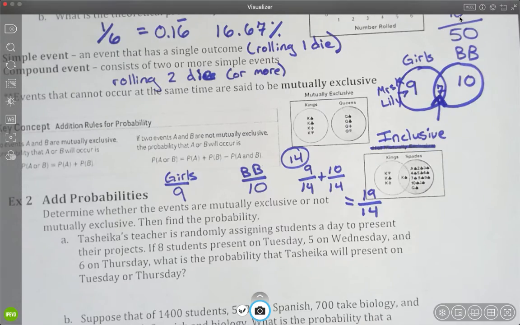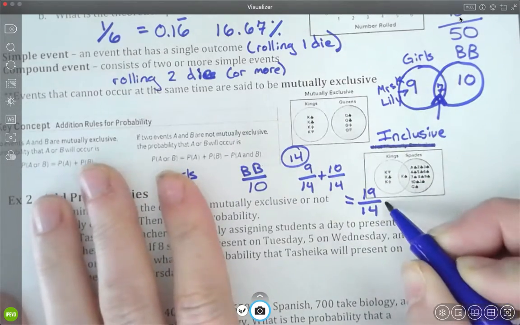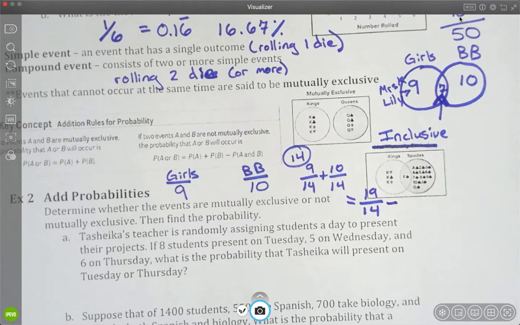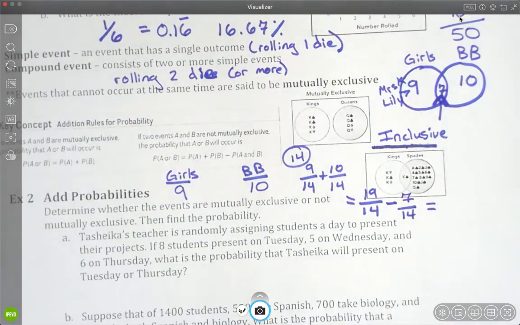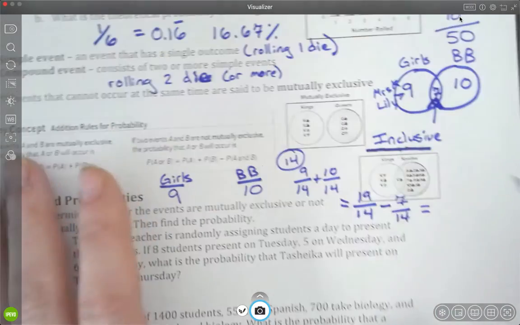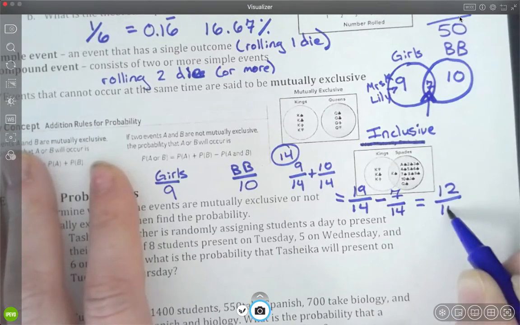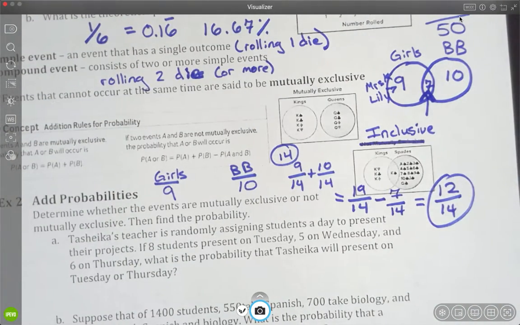So what we need to do is after we add these together, we need to subtract out the repeated people, right? How many people were repeated? 7 in the middle, okay? So we're going to subtract out 7 over 14, and that's going to give me 12 over 14. I have a 12 over 14 chance of getting either a girl or a basketball player, right? So that means there's only 2 students that are not either a girl or a basketball player, and they're Clayton and who else?